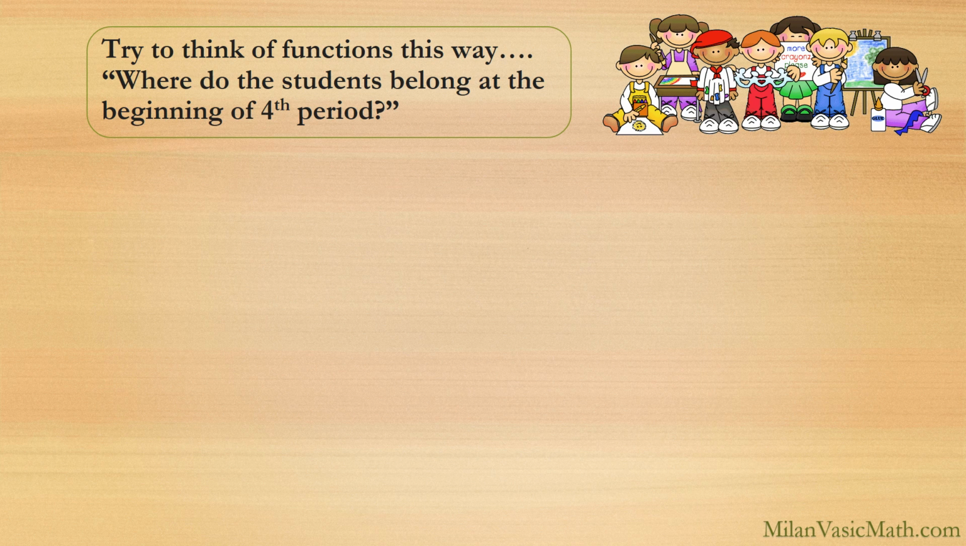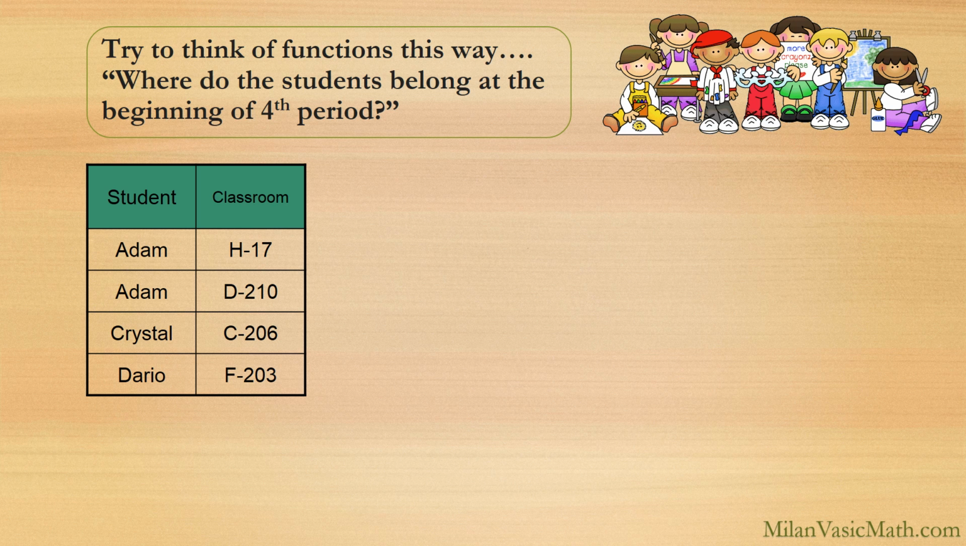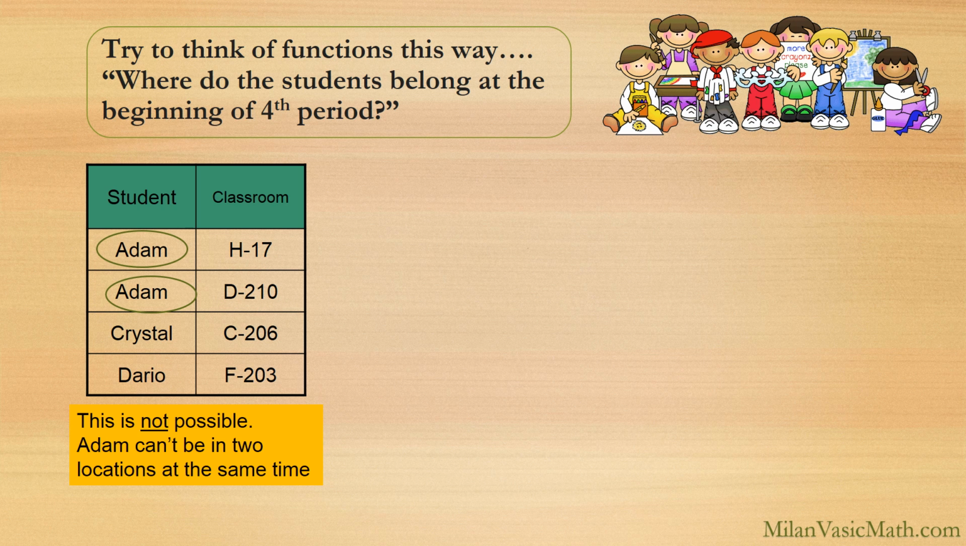To help you with functions, I want you to think about this example. Where do students belong at the beginning of 4th period? If you look at the first schedule over here, we can see that Adam's name comes up twice, and he is told to go to 2 different classrooms. This is not possible because he can't be in 2 locations at the same time.